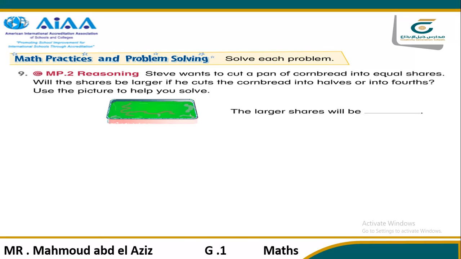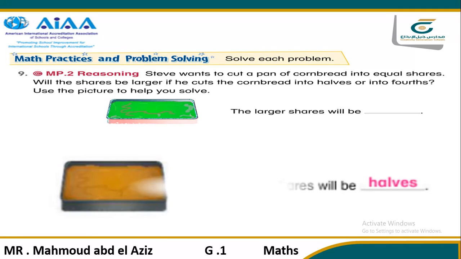Excellent, dear students. With another question here, Steve wants to cut a pan of cornbread into equal shares. Will the shares be larger if he cuts the cornbread into halves or into fourths? Use the picture to help you solve. So here we have a pan of cornbread and we want to divide it. So will the shares be larger if you cut the cornbread into halves or into fourths? Excellent. The larger shares will be halves. We know now that a half is larger than a fourth.